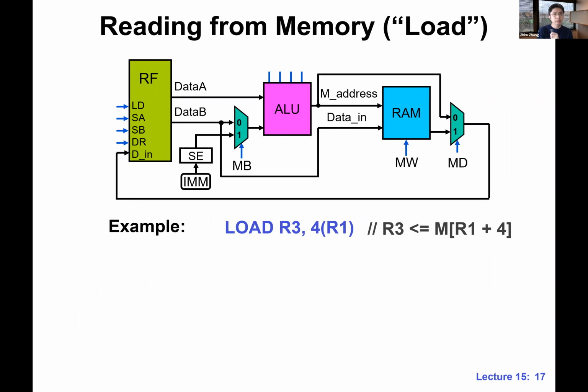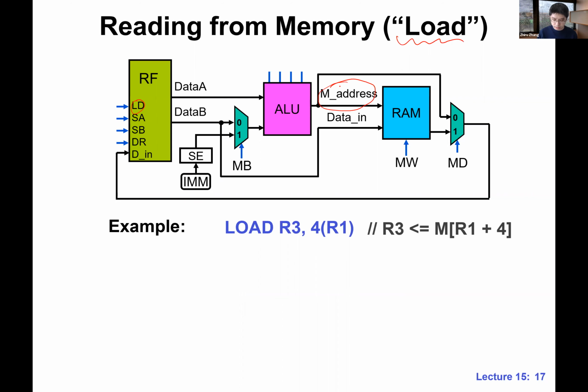First, let's talk about how to read from the memory. It's called load. It means we want to load some data and then put it in the RF. LD means load. And this is the format of the instruction. Since we want to load something from the memory, we actually need to define an address. We need to provide an address.